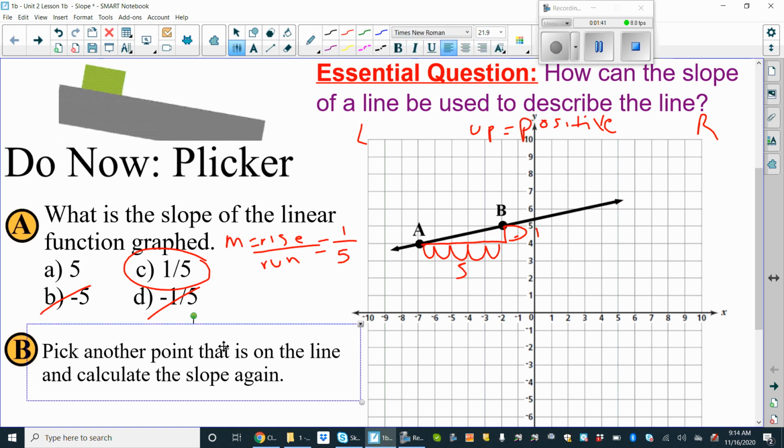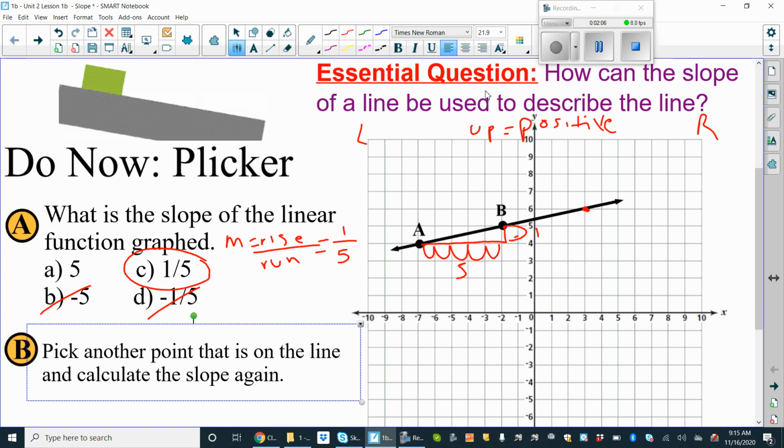So part B is telling us to pick another point that is on the line and calculate the slope again. So when you're picking a point, you want to choose a point that is a perfect point. Like we're not going to choose something right here because it's in the middle of a box and we can never determine what that actual number is. We're not going to choose this point. Again, it's in the middle of a box. So the next perfect point we find is right here. It's in the corner of two boxes where they intersect.